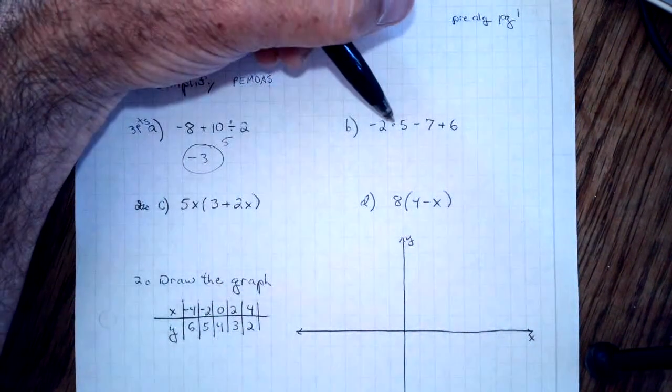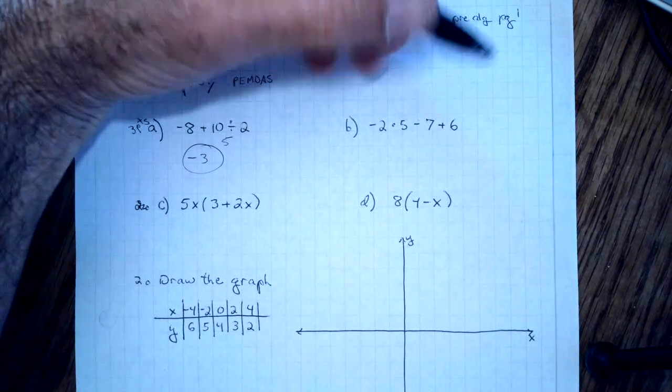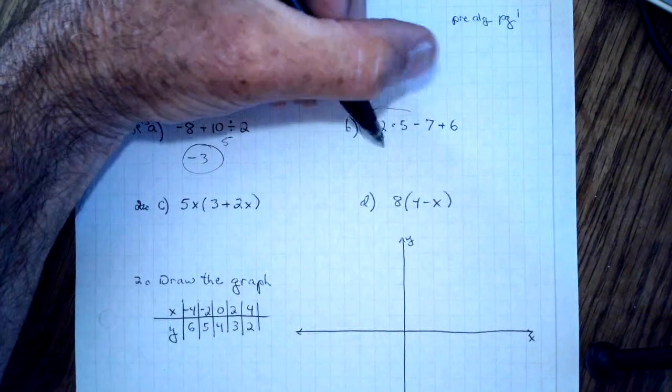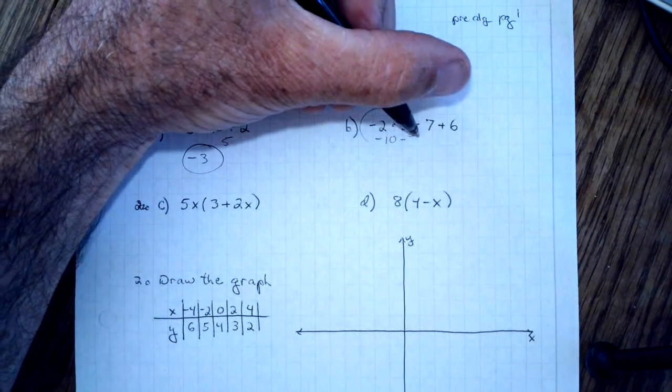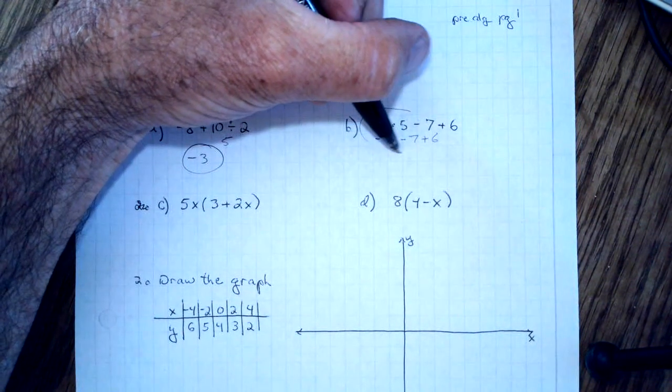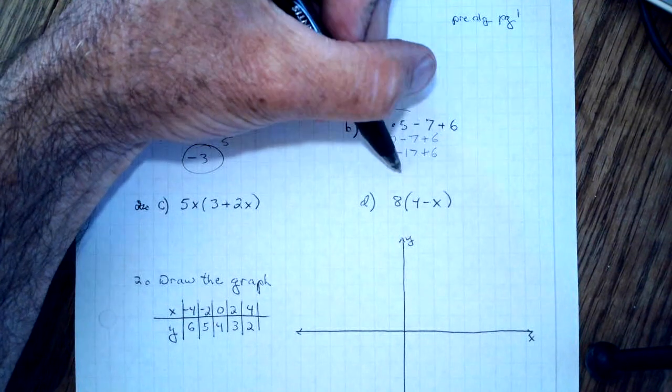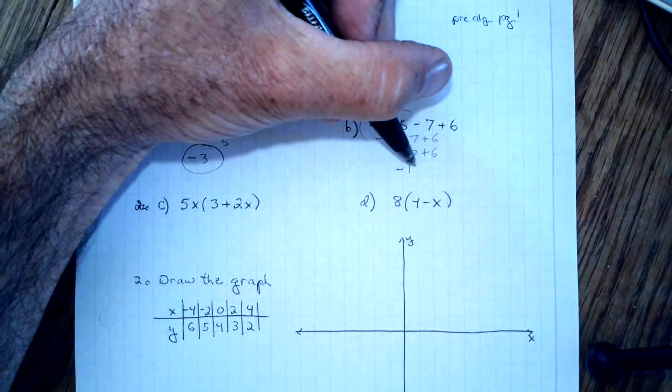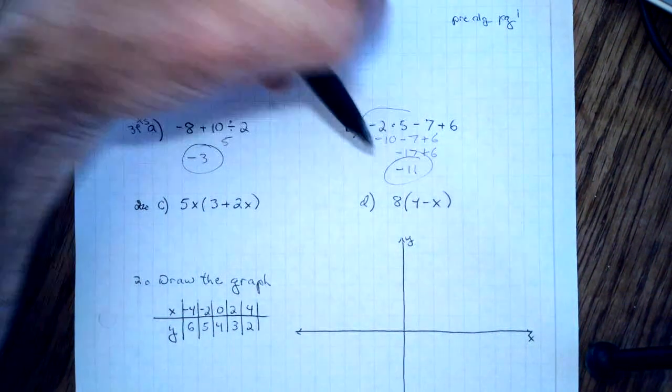B, I have 2 times 5 minus 7 plus 6. That's multiplication first. So that's 10 minus 7 plus 6. 10 minus 7 is 3, and 3 plus 6 is 9. That is worth 3 points.